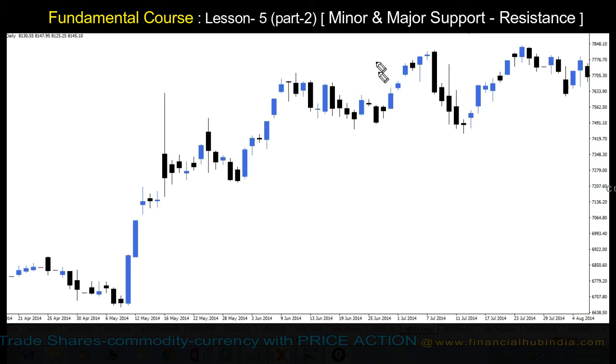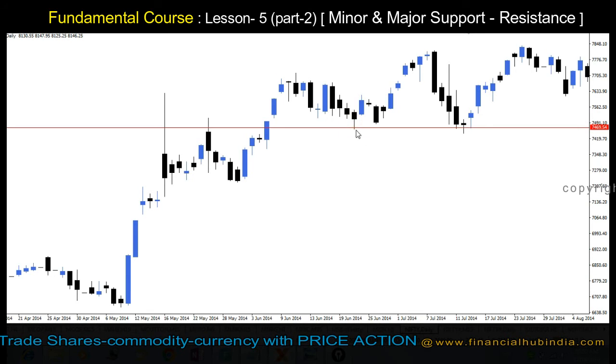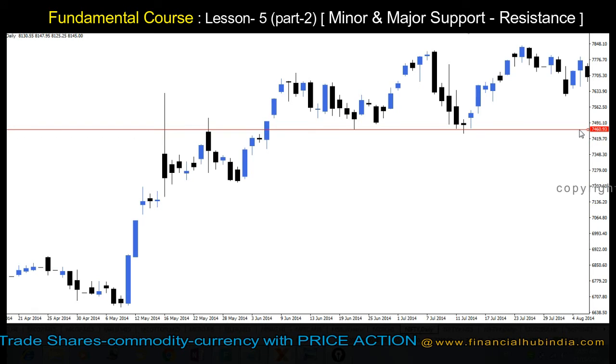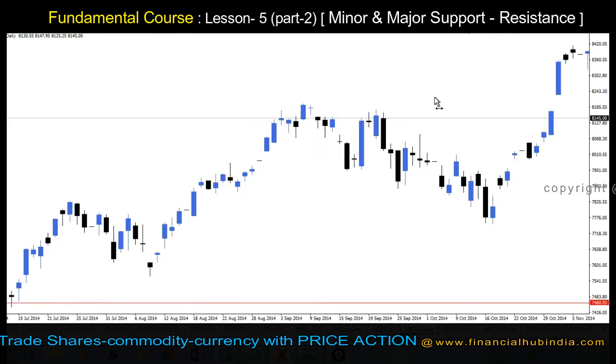I'm not drawing these swing lines, I'm directly drawing the major support level. This is a price level from where price pushed up multiple times. So next time we'll be seeing this price level for a buy entry. So I'll draw a line here at 7460. All right, and let's see what happened afterwards.